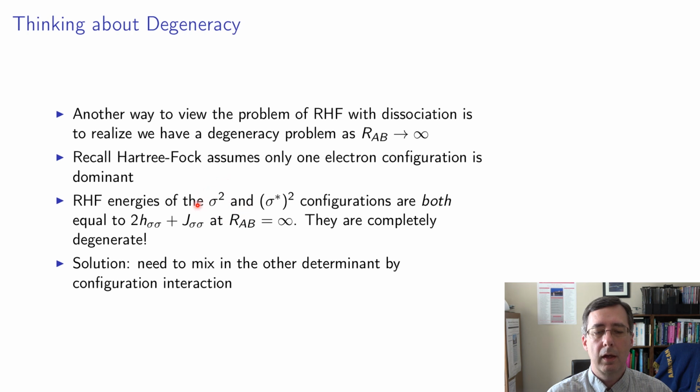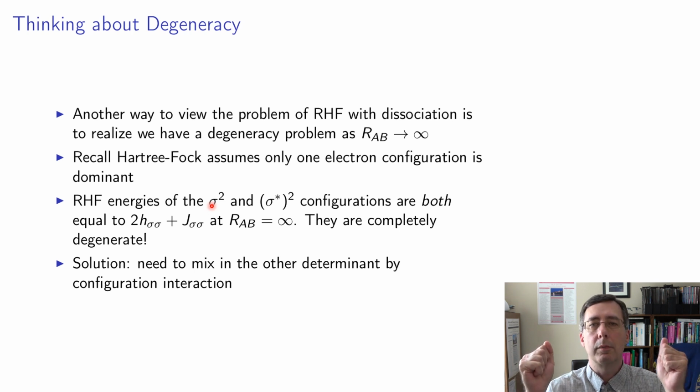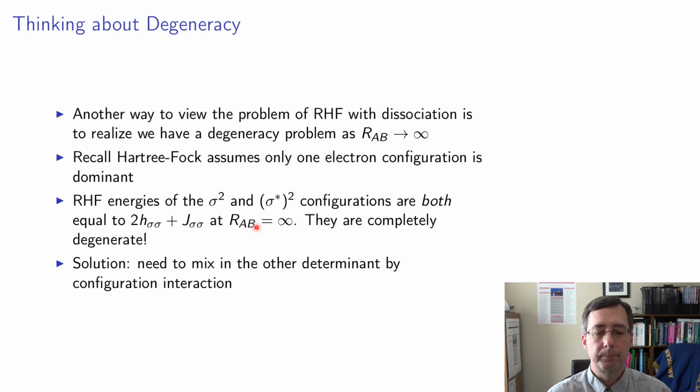Well, the sigma squared configuration, I put both electrons in the sigma orbital. That's the low energy one. That's pretty obvious. We like that one. The problem is at long range, because the electrons get so far apart from each other, whether I have a sigma orbital where these 2 are in phase, or a sigma star orbital where these 2 have different phases, it no longer matters if they're so far apart they're not talking to each other. So the sigma star squared configuration is equally good at infinite distance. And I have 2 configurations, and I'm forced to only pick 1 of them, and that's a problem. Both of these have the same energy as RAB goes to infinity.